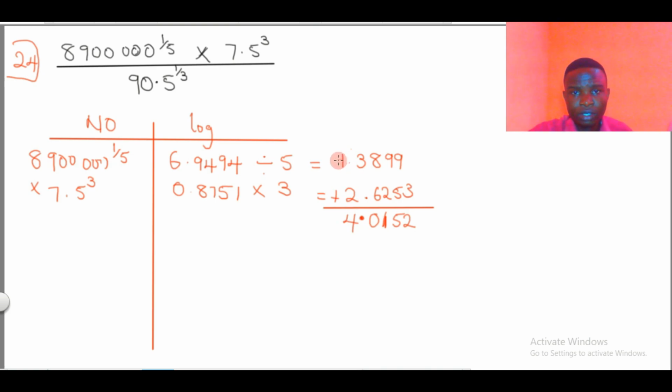So this plus this, 1.3899 plus 2.6253 will be equal to 4.0152. So this is the log value of 8,900,000 raised to the power of 1 over 5 times 7.5 raised to the power of 3. This is the log value.